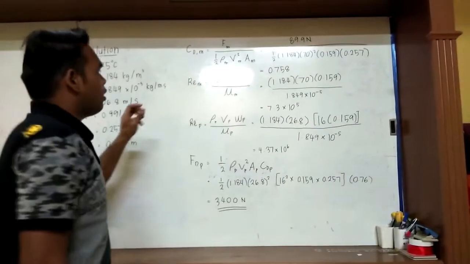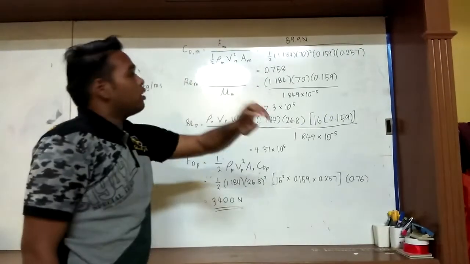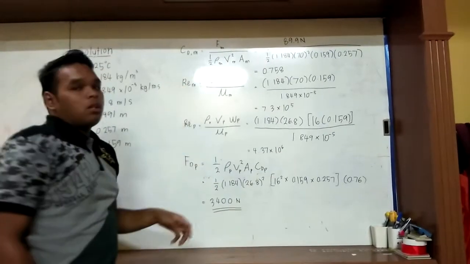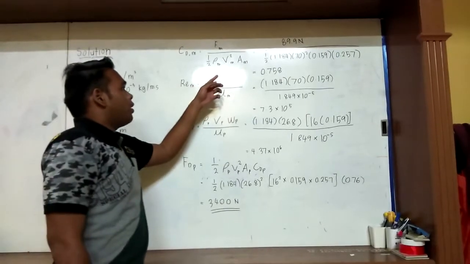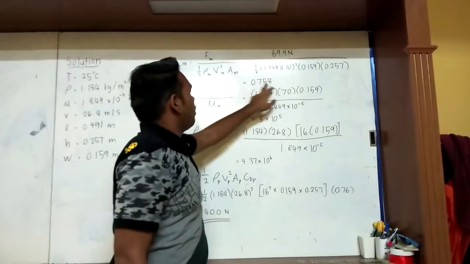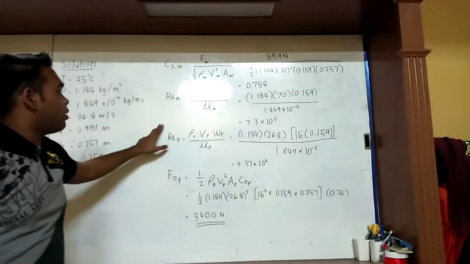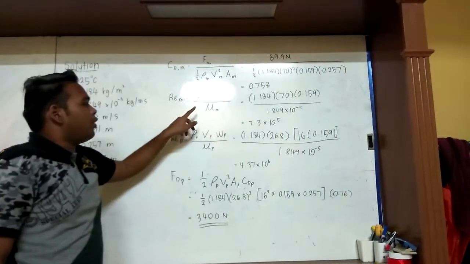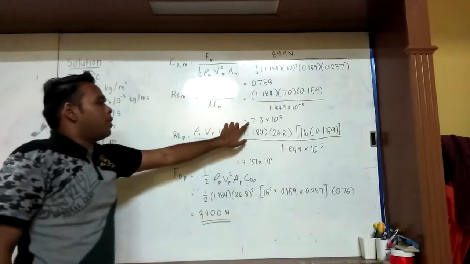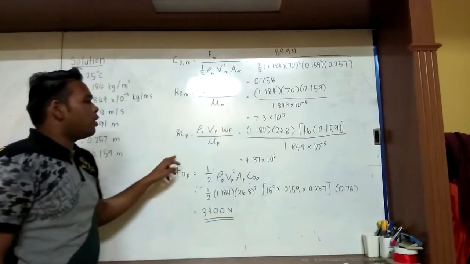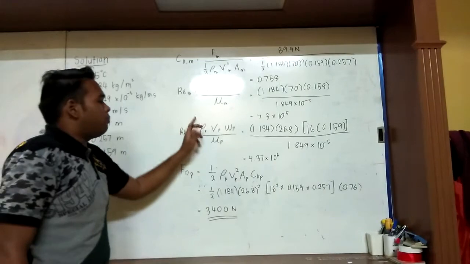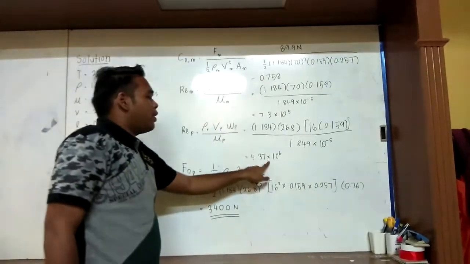Firstly, we find the coefficient of drag, which is equal to force of model divided by half rho density model times velocity of model squared times area. We substitute the values and we get the answer 0.758. For the Reynolds number for the model, the formula is rho v w divided by nu. We substitute the values and we get 7.3 times 10 to the power of 5. For the Reynolds number for the prototype, it is the same formula as the Reynolds number of the model, and we get the answer 4.27 times 10 to the power of 6.